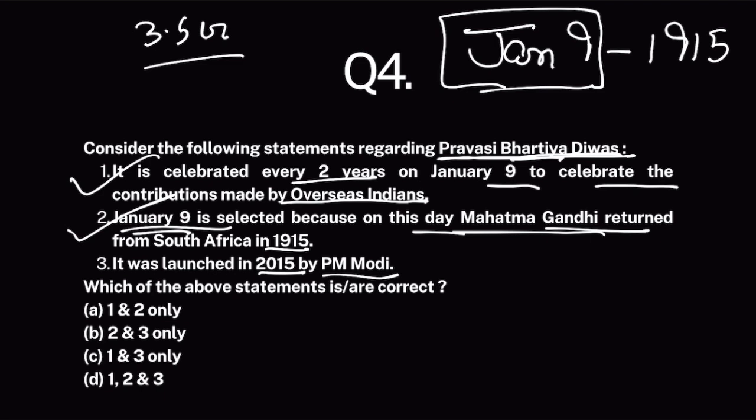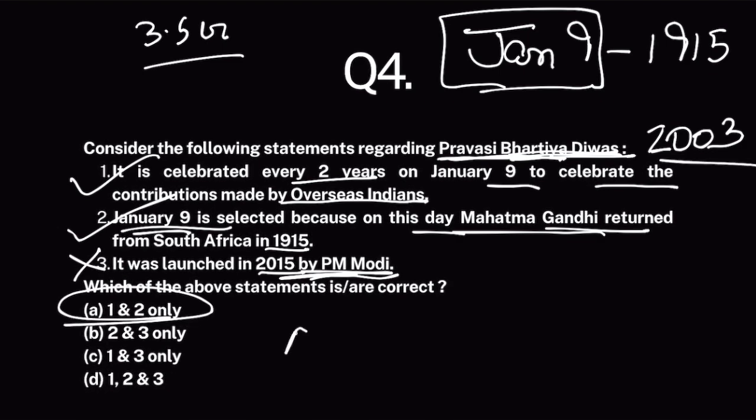Absolutely correct. Now, the idea of earmarking a day to celebrate the contributions made by overseas Indians was initially proposed during Atal Bihari Vajpayee's BJP government. Okay, and the first Pravasi Bharatiya Divas was held in 2003, and since then, it has become an event that is celebrated every 2 years. In fact, in this event, Pravasi Bharatiya Samman Awards are also given. Okay, so overseas Indians who have made significant contributions are given these awards. So it was not launched by PM Modi. It was launched during Atal Bihari Vajpayee's government in 2003. So this is false, 1 and 2, and the answer is A.